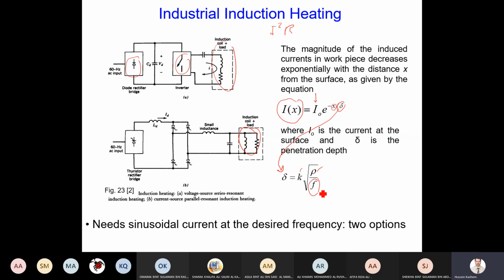So you change the frequency, you change delta, you change the current, you change I square R, you change the heat. You got it? How do we control it? All this is to be done through what? Through our power electronics converter, rectifier and inverter, as we discussed before. And by the way, these are the applications available in industry.